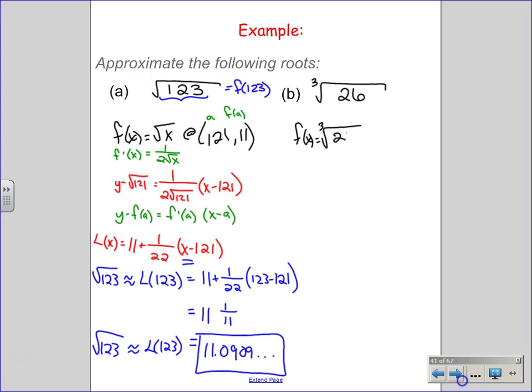Now, is it normal that the AP makes you come up with your own problem? No. But is it cool that you can come up with your own parameters based on a given piece of information and use calculus to approximate? It's pretty cool. If you finish before we do, go throw it in a calculator and see how close you are.